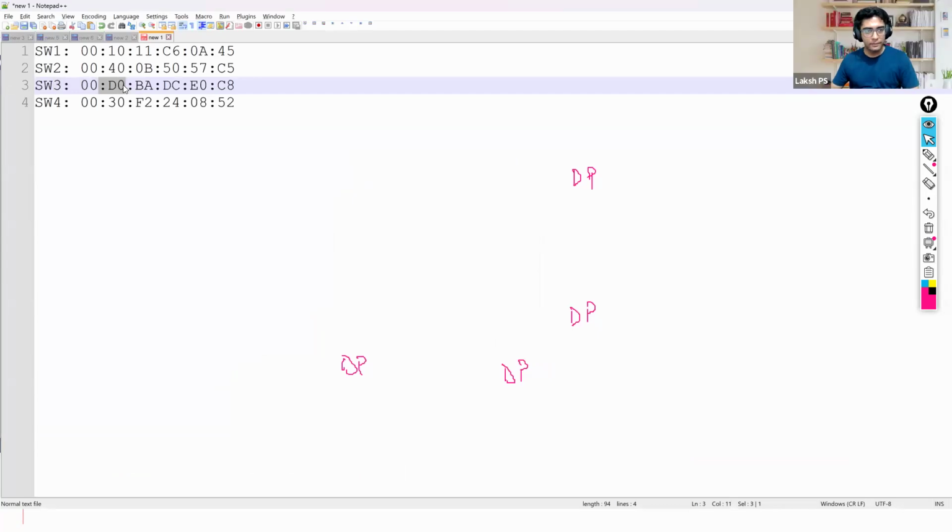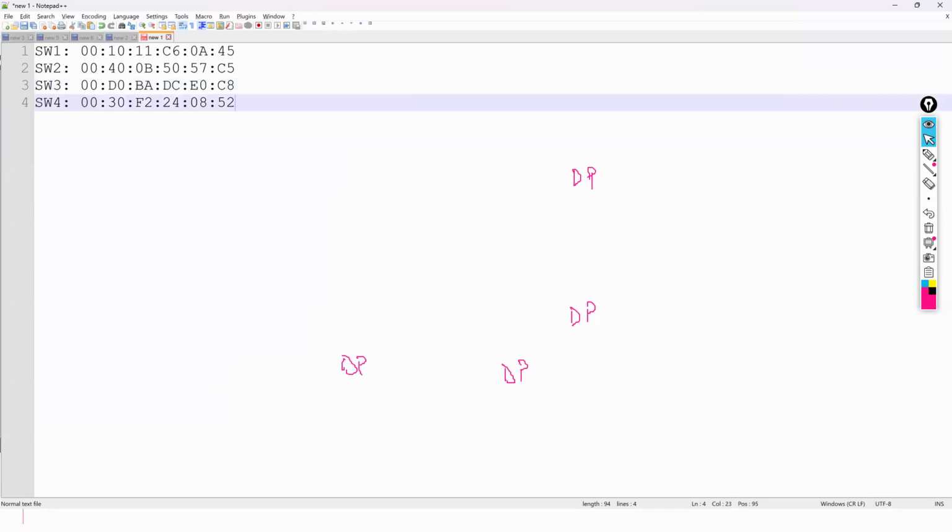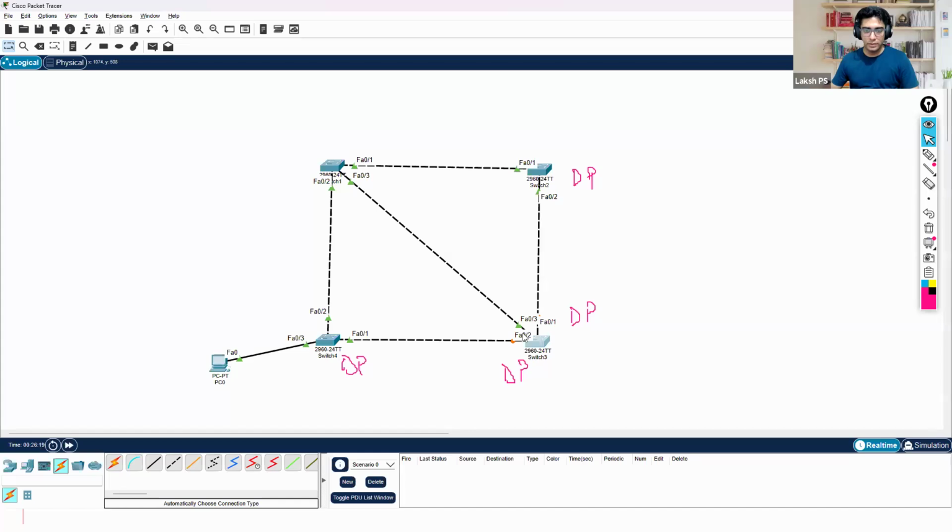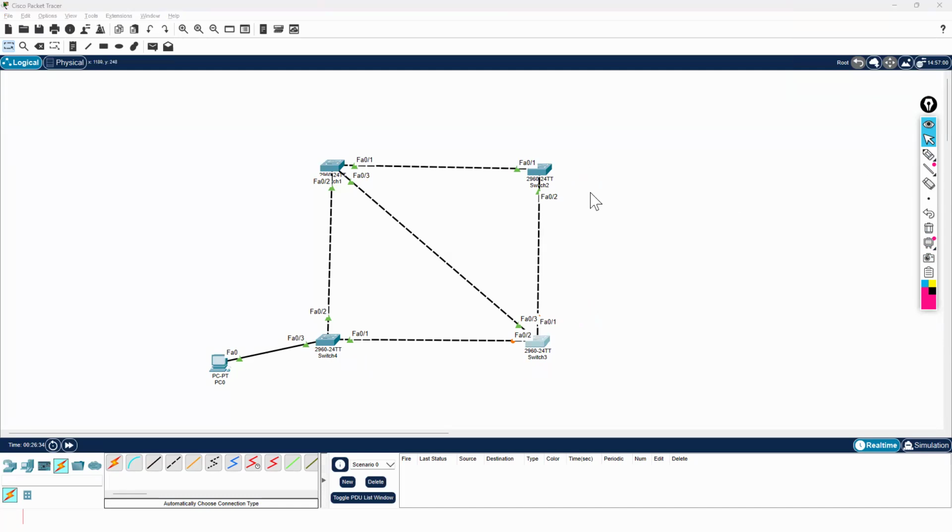That is why these two interfaces become blocked. Otherwise, if the MAC was lower, then this side would have become the block port. The other side would have taken the block port role. All right, clear?